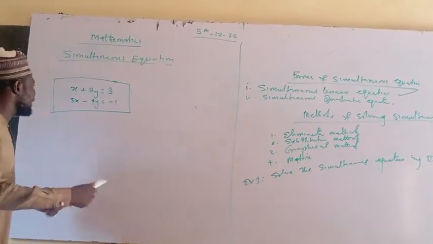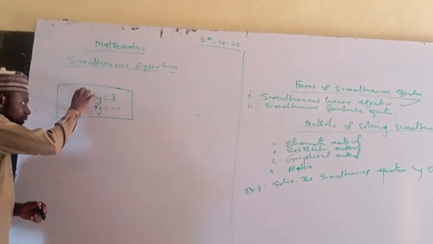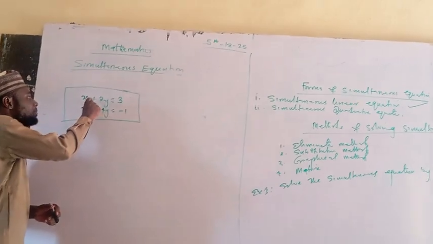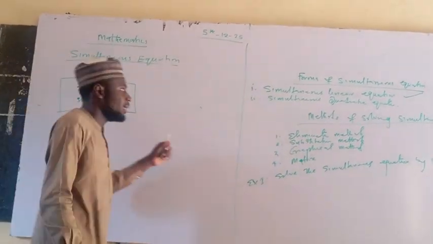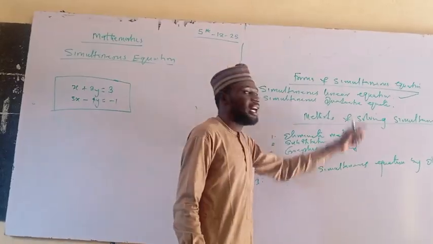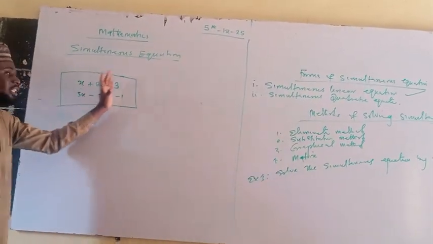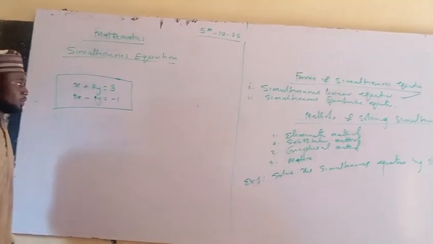Saboda the power of the unknown power in 1 ne kawai ba bai kai 2 ba. So I think it is more than 1. Then it falls under quadratic equation. Now, this time around, this is simultaneous linear equation, and we're going to solve it by elimination method.